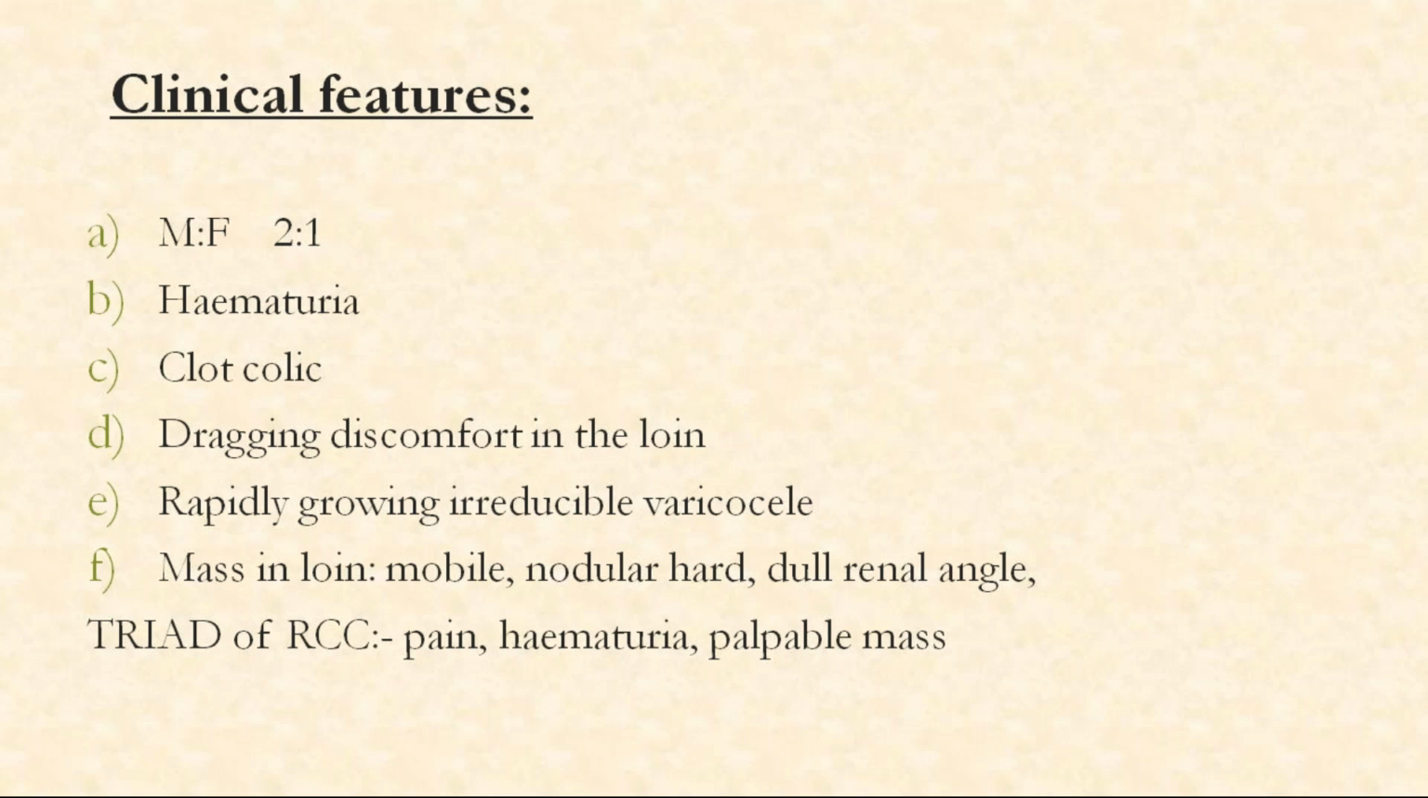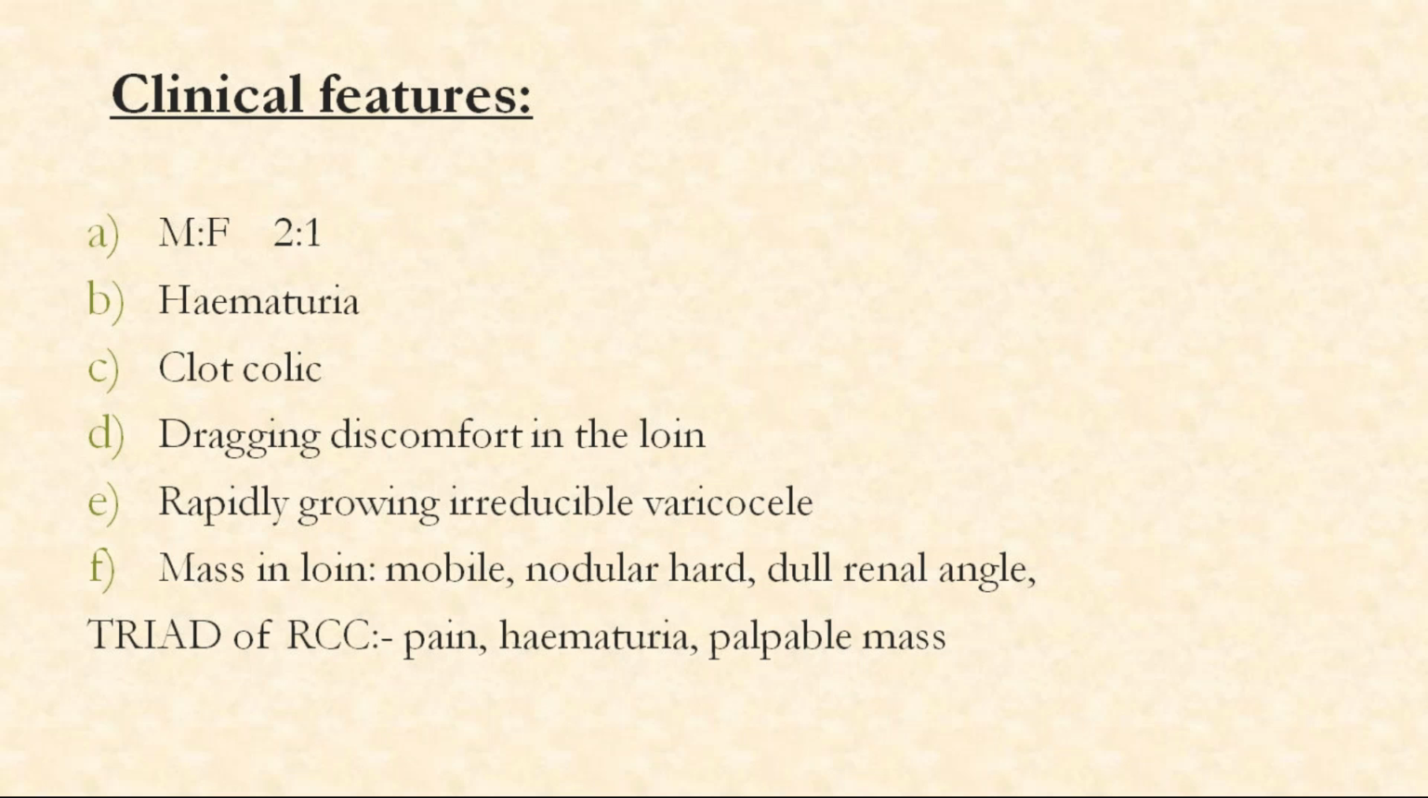What are the clinical features when a patient has renal cell carcinoma? Coming to sex distribution, males are more commonly affected than females because of certain risk factors, smoking and all these things. Next, the patient may have hematuria, blood in the urine. Next, clot colic: because of hemorrhage, some blood may collect in the bladder, which may produce suprapubic pain, that is called clot colic pain.